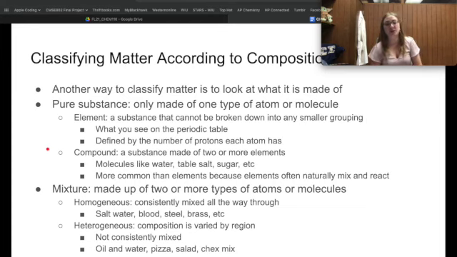And underneath pure substance, we have 2 different kinds of pure substances. So if you have a pure substance, you can have an element or you could have a compound. So an element is a substance that cannot be broken down into any smaller grouping. These are individual atoms, okay? So an element is what you see on the periodic table listed there.